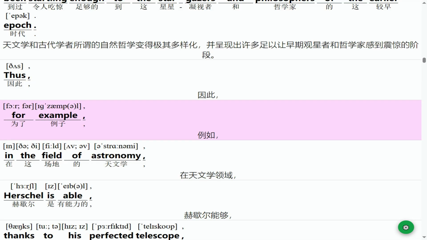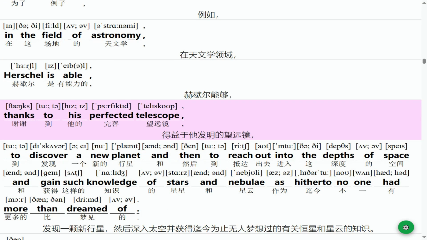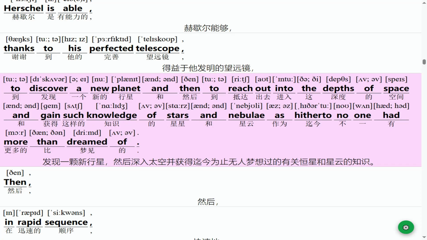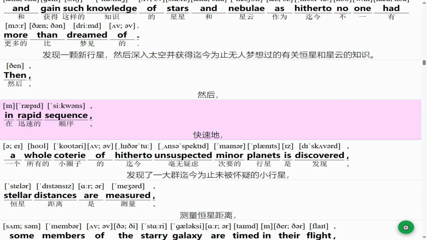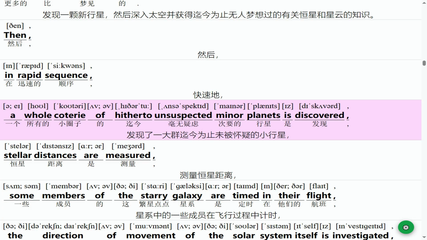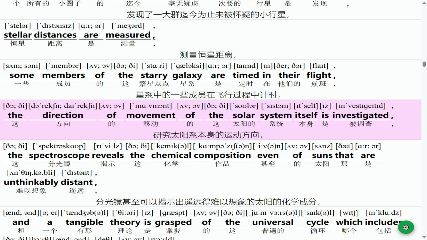Thus, for example, in the field of astronomy, Herschel is able, thanks to his perfected telescope, to discover a new planet and then to reach out into the depths of space and gain such knowledge of stars and nebulae as hitherto no one had more than dreamed of. Then, in rapid sequence, a whole coterie of hitherto unsuspected minor planets is discovered. Stellar distances are measured. Some members of the starry galaxy are timed in their flight. The direction of movement of the solar system itself is investigated.